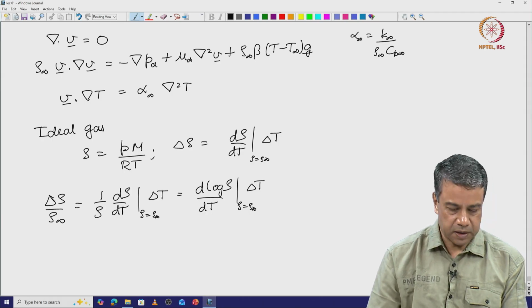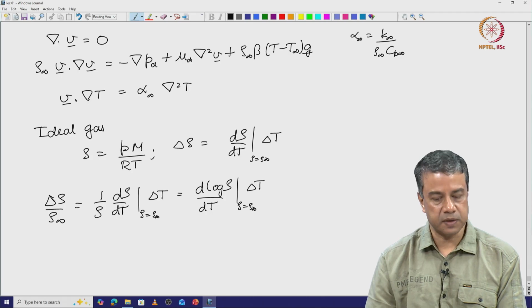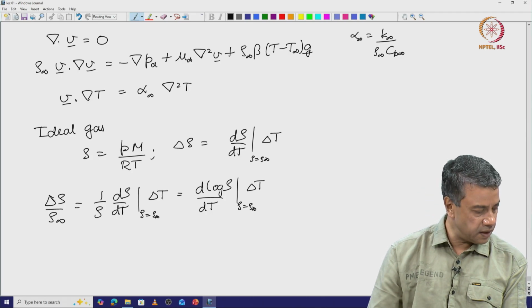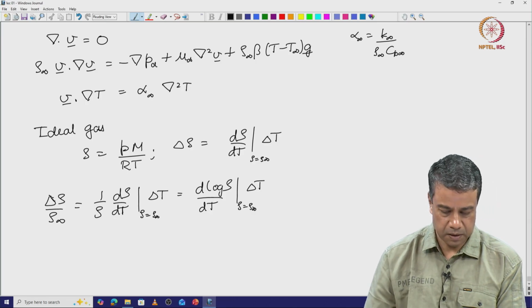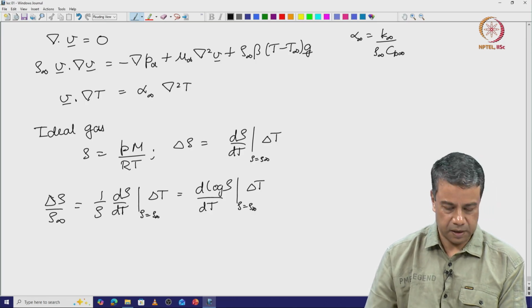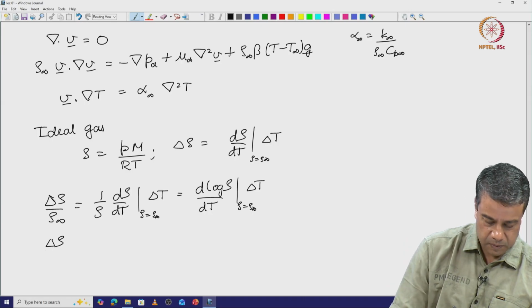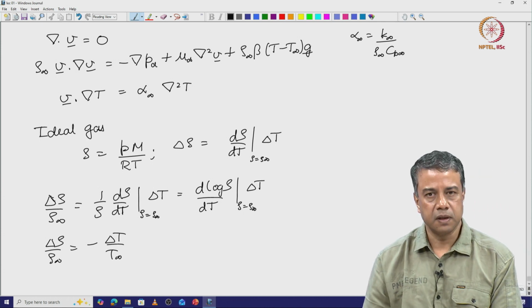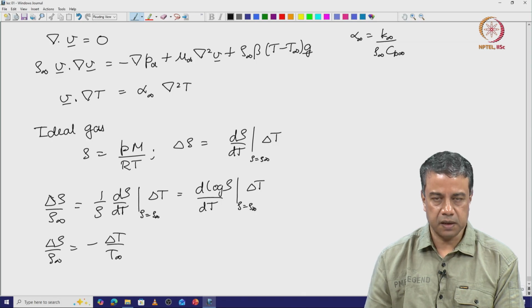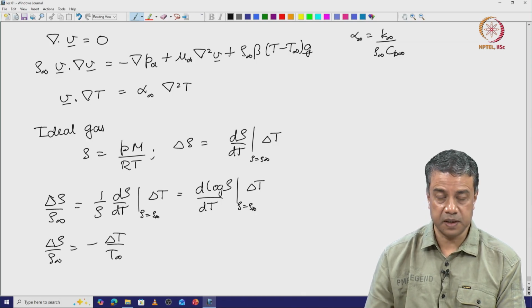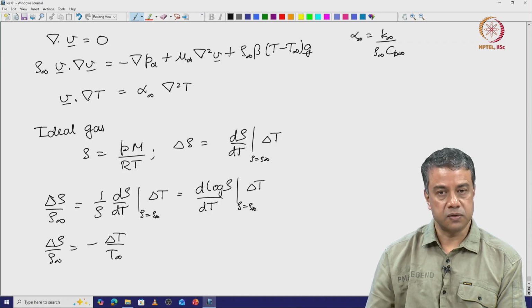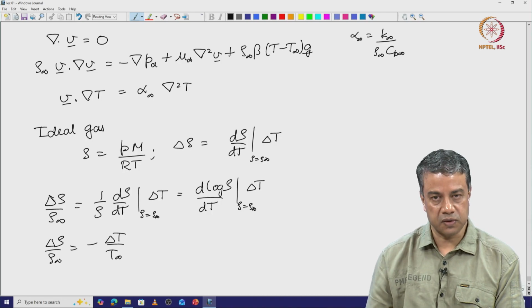And since rho is inversely proportional to the temperature, d log rho by dT is minus 1 over T. So, therefore, I will get delta rho by rho infinity is equal to minus delta T by T infinity. Rho goes as Pm by RT, therefore, d rho by dT goes as minus Pm by RT square, that is minus rho by T. So, d log rho by dT goes as just minus 1 over T.